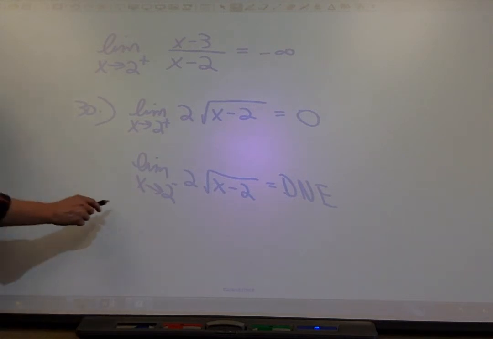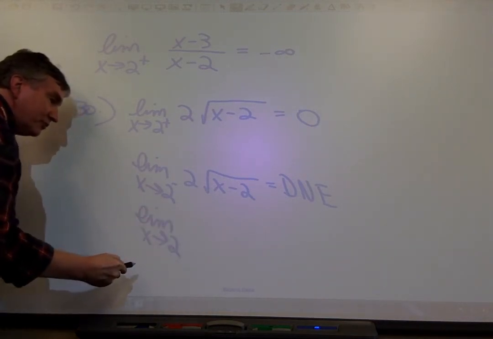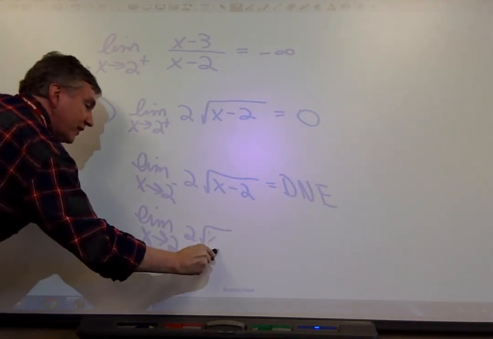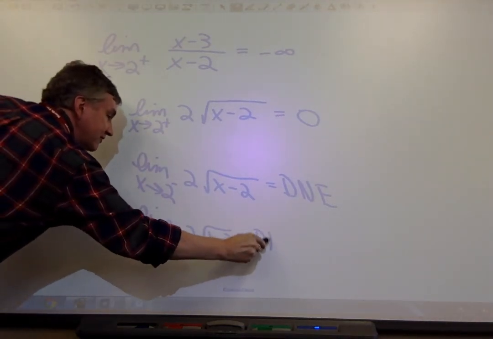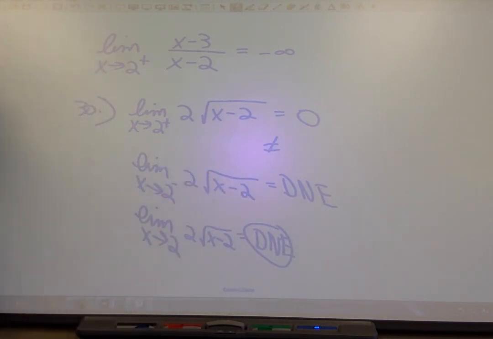So for completeness, you might want to say the limit as x approaches 2, with no symbol, of the square root of x minus 2 also does not exist, because they are not equal. Okay, great. Good.